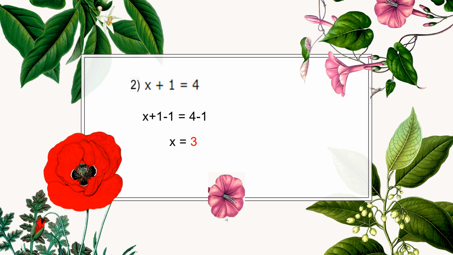Now let us check if our answer is correct. We double check. We substitute 3 for x in the equation. So x plus 1 becomes 3 plus 1 is equal to 4. Of course, 3 plus 1 is equal to 4. That means it becomes 4 equals 4, and that is true. And since that's true, our answer, x equals 3, is correct.